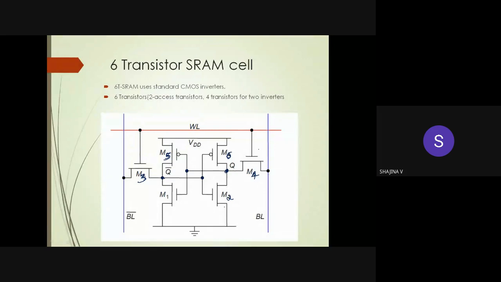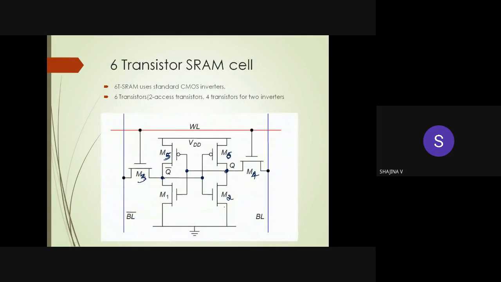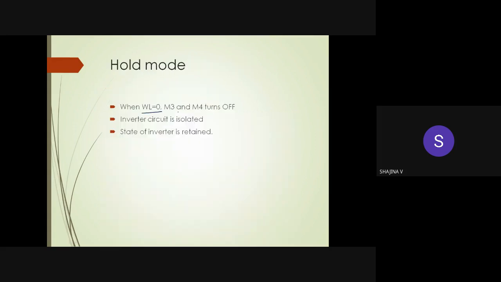Now, coming to the operation. Hold mode, as already said, has no particular operations to describe. When WL equals 0, our transistors M3 and M4, the access transistors, turn off. These transistors will be off. At that time we can say the inverter circuit is isolated and the state of the inverter is retained.